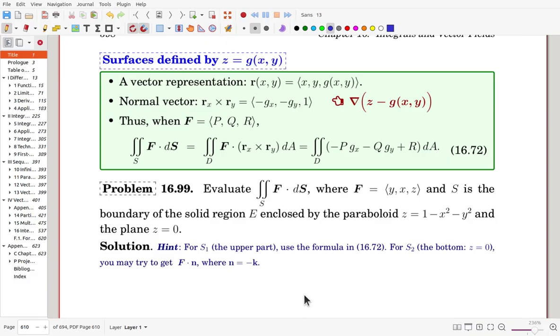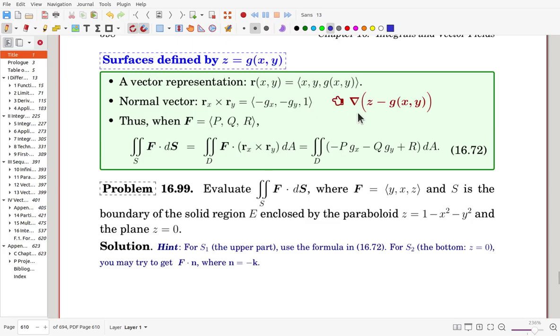Now we considered the major part of the surface integral of vector fields. Here we consider a special case. For a surface defined by z equals g of x, y, a vector representation can be made in this way: r of x, y equals x, y, and g of x, y. Its normal vector is found in this way.